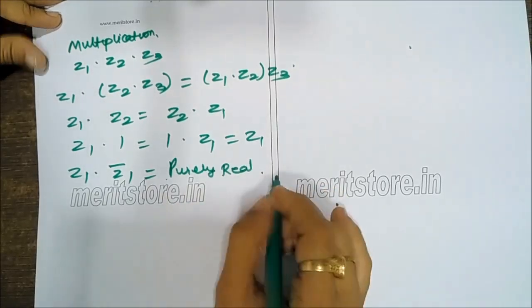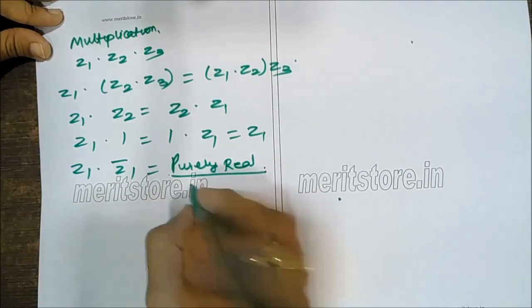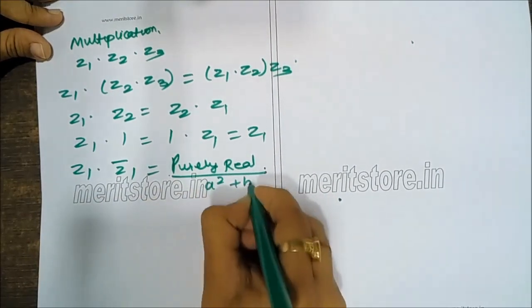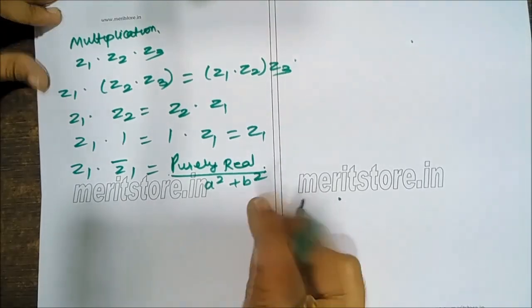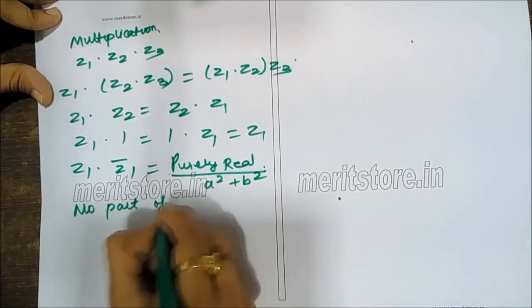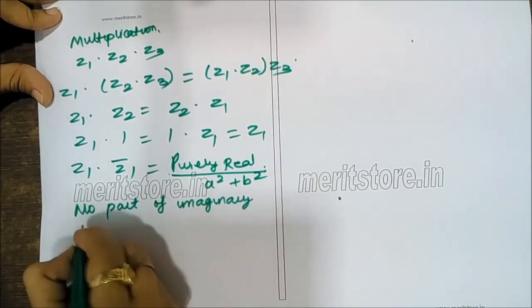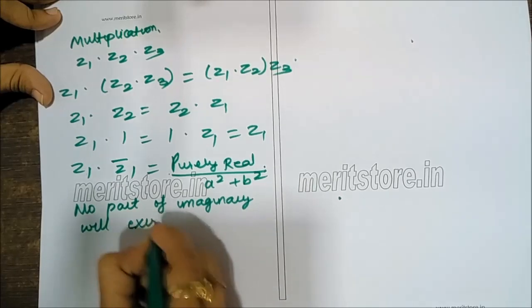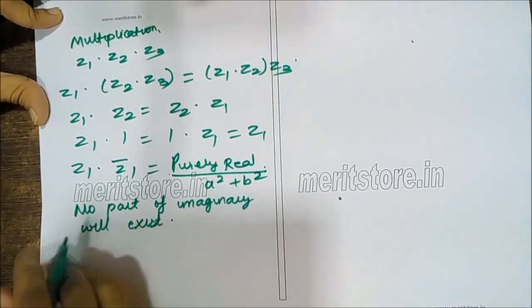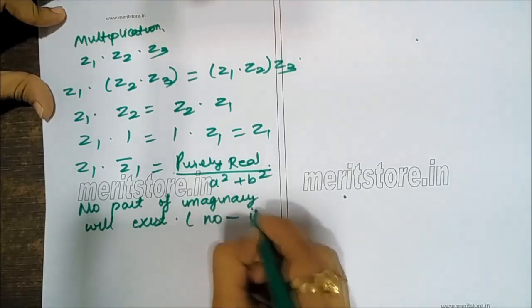Okay, so let's take an example for this. It will be in the form of a square plus b square, but no part of imaginary will exist. No part of imaginary will exist means no i in your answer.